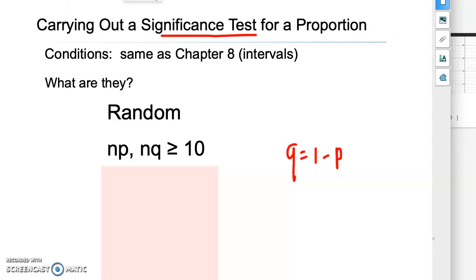All right, and that's so that we can use our normal calculations. And the third is that we can't sample more than 10% of our population. So that's what that means. Small n is the sample size, capital N is the population.